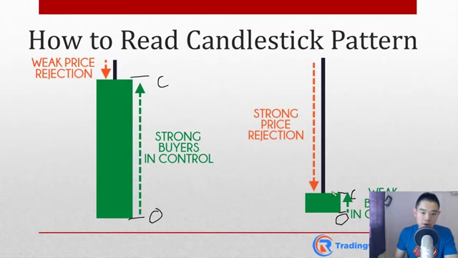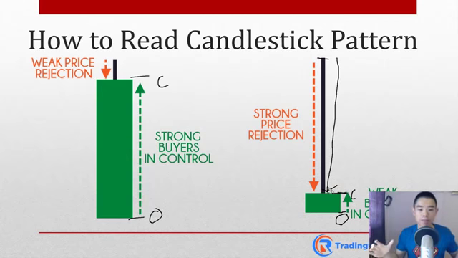At one point in time, the price was actually trading at this high. And then the sellers came in and pushed price all the way down lower, finally closing at this level over here. So this tells you that there is strong selling pressure over here. That's why you got this long, strong price rejection, this long upper wick.